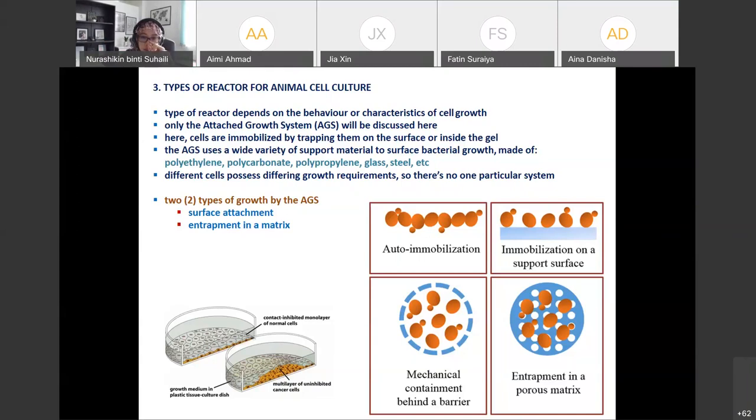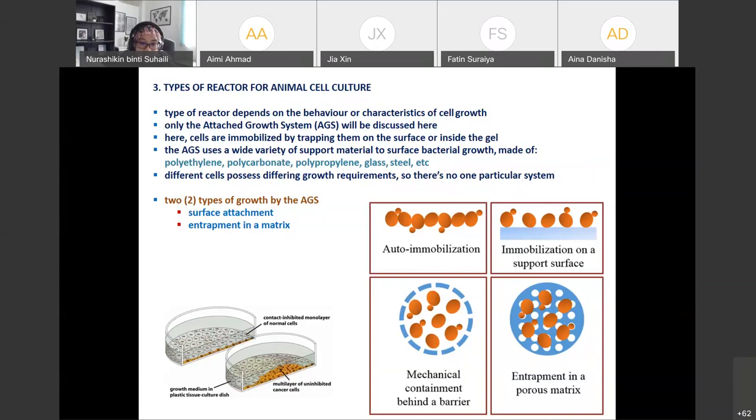So these are examples of materials used to construct the matrix. The cells are entrapped in the gels under mild temperature. So again, you can see that the cells are immobilized and the flow of the media is the one that flows through the matrix. Just now they were attached on the surface, right? So the casing here rotates slowly in order to provide the flow of the media to all the matrix containing the cells.